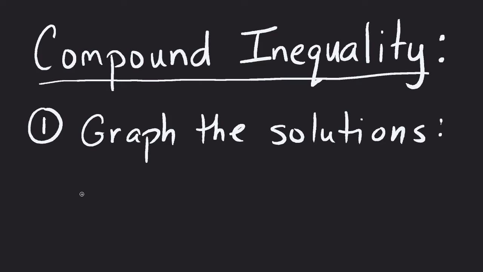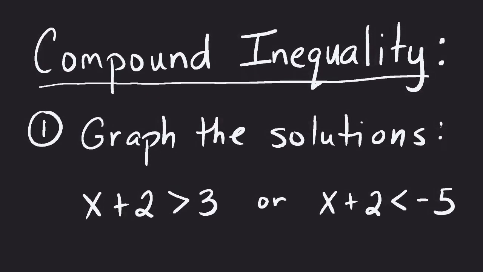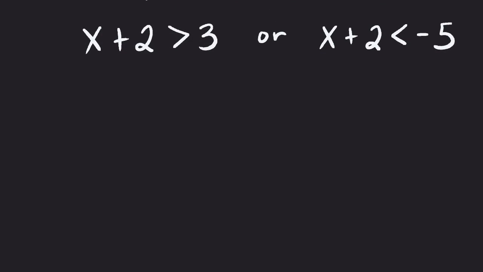And they would give you something like x plus 2 is greater than 3, or x plus 2 is less than negative 5. So we've got a possible double inequality, a compound situation, two things happening at once, dealing with inequalities. So what we're going to do is solve these. We're going to start off by subtracting 2.